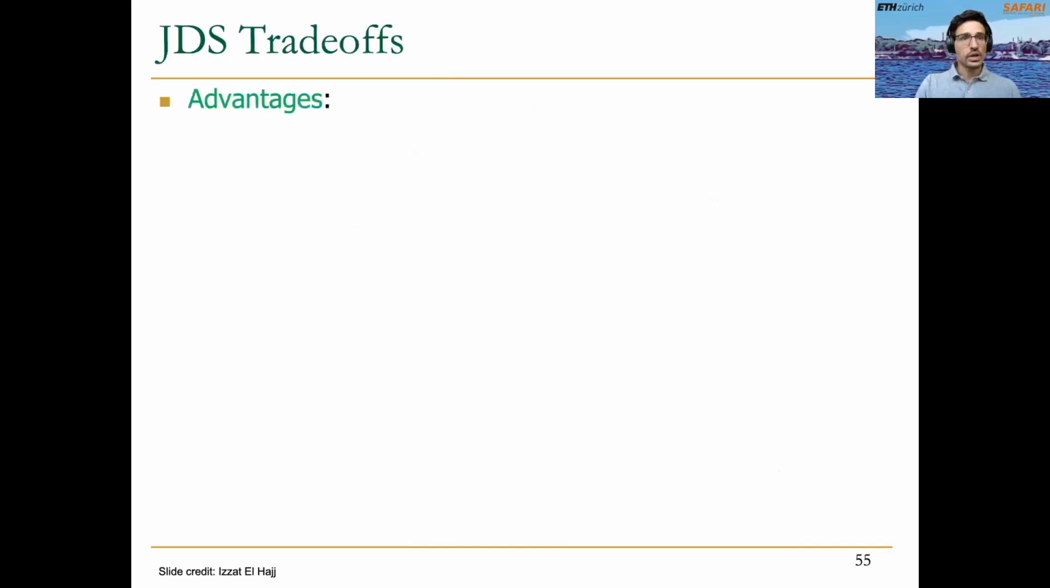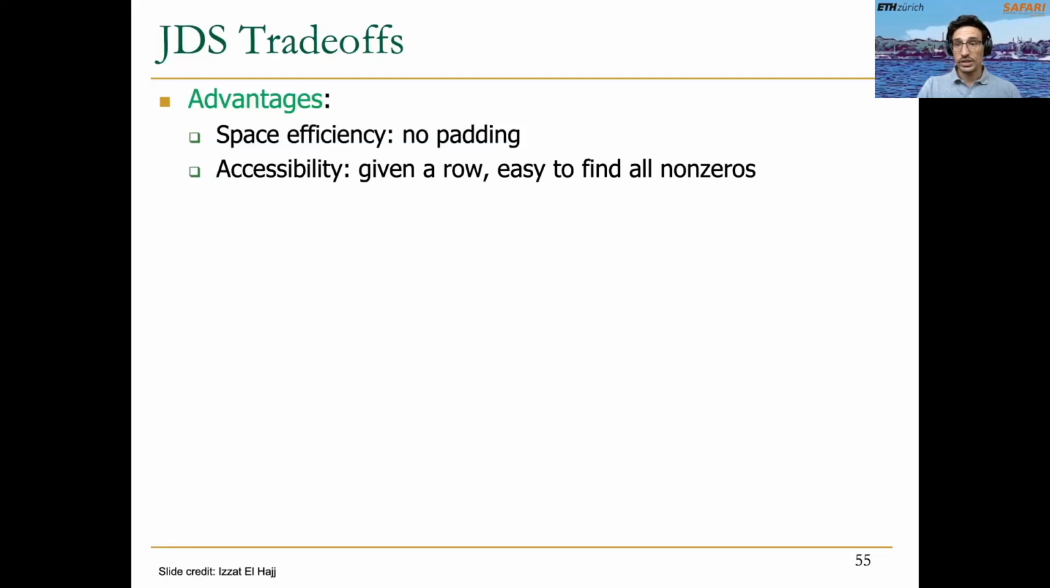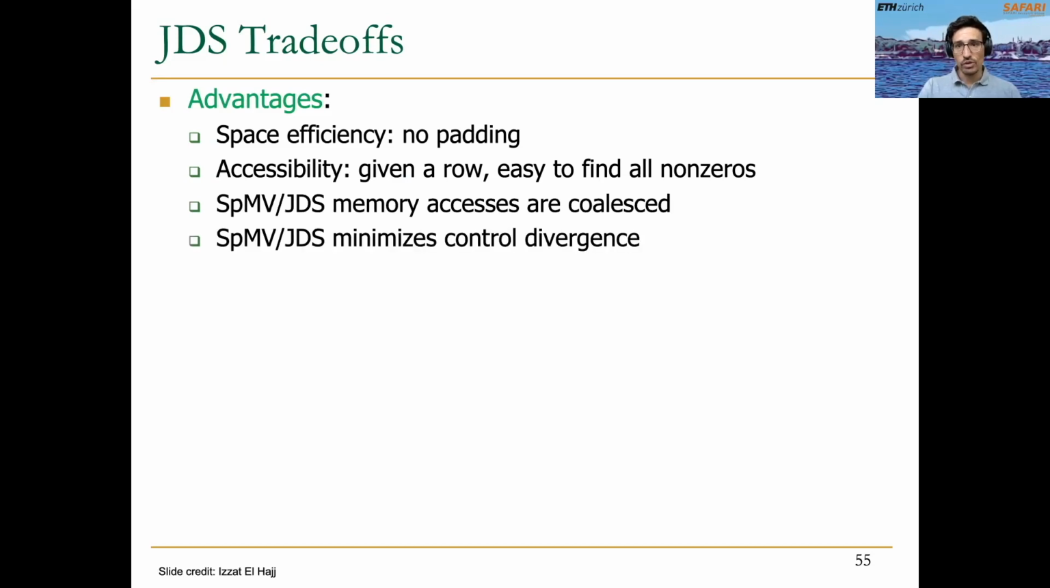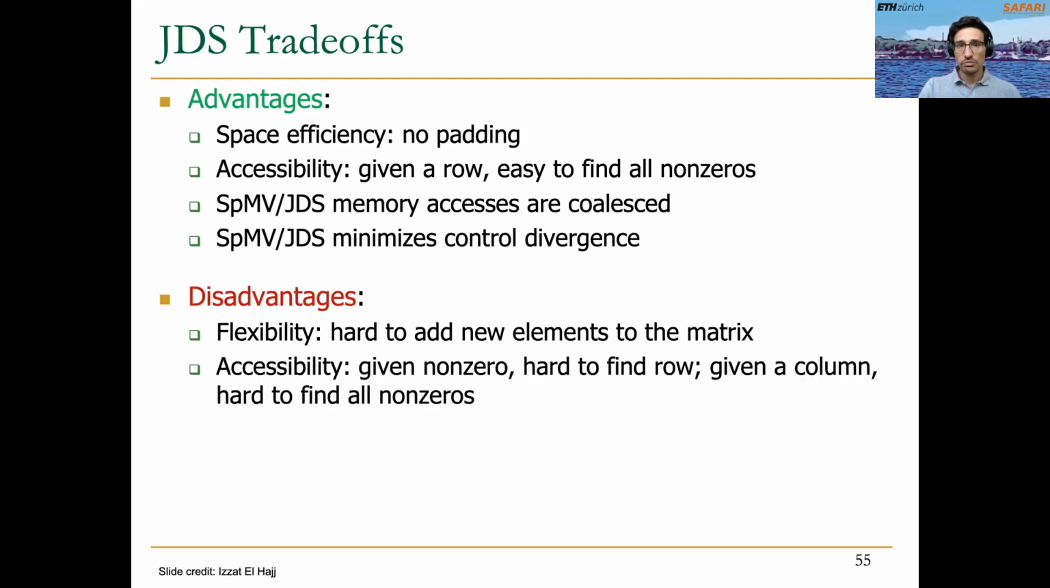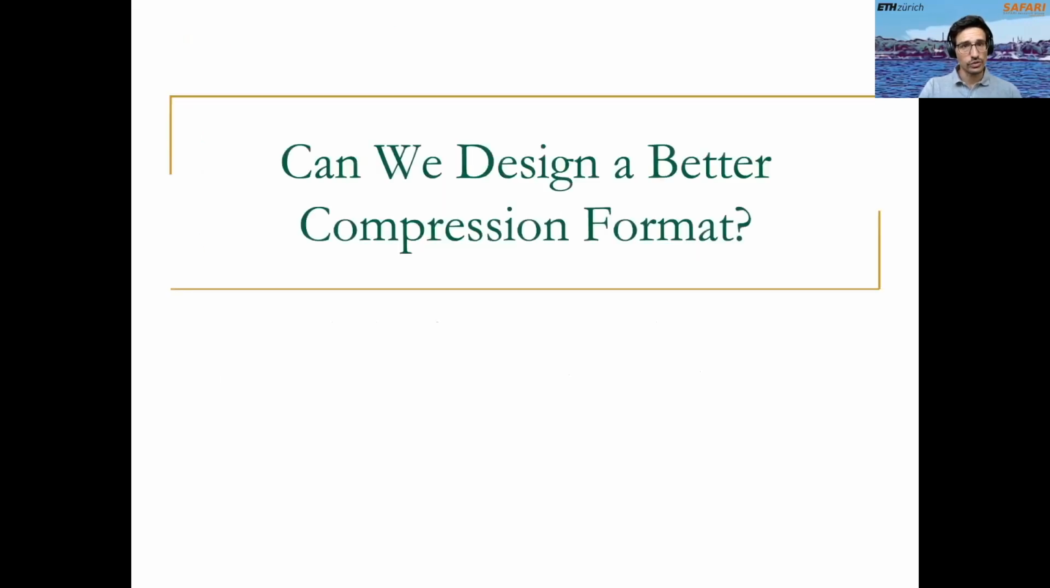So trade-offs. Advantages: it's space efficient because there is no padding in this case. It's accessible in the sense that given a row, it's easy to find all non-zeros, and the memory accesses are coalesced, and we minimize control divergence as we discussed. In terms of disadvantages, in terms of flexibility, it's hard to add new elements to the matrix. In terms of accessibility, given a non-zero, it's hard to find a row. Given a column, it's hard to find all non-zeros.